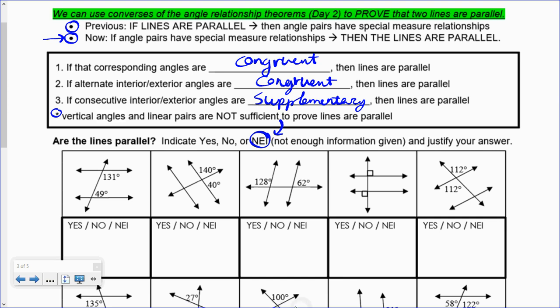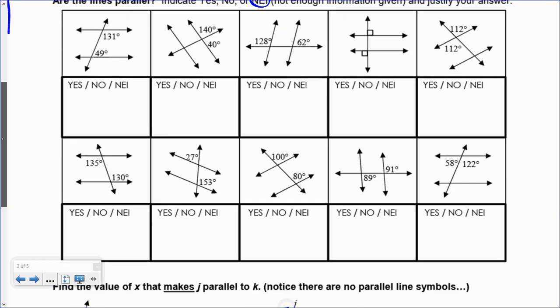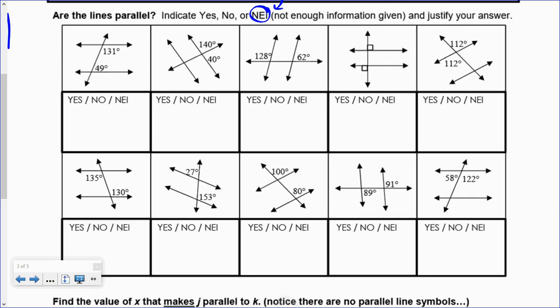Okay? So we're going to take a look at these diagrams. The first thing you're going to do is figure out what kind of angles you have. What do you notice about these diagrams and how the lines are labeled? Do you see any of the little arrows? We don't know if the lines are parallel right now. We're trying to figure that out based on the angles. So what type of angles do I have here? I have consecutive interior.